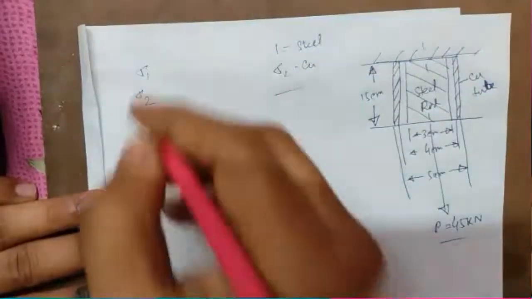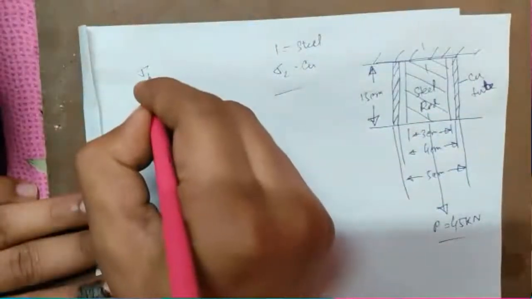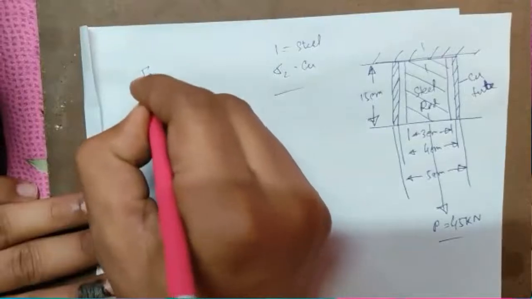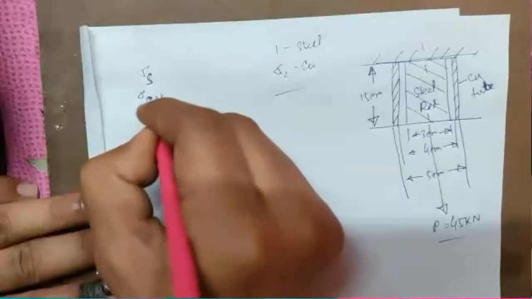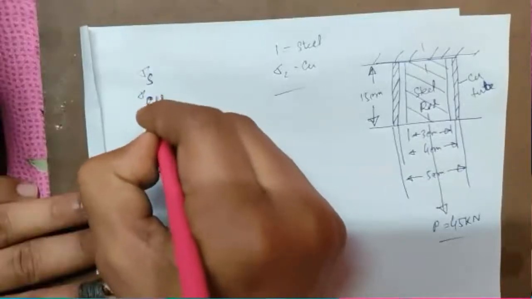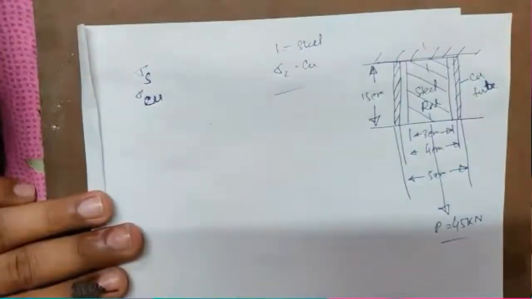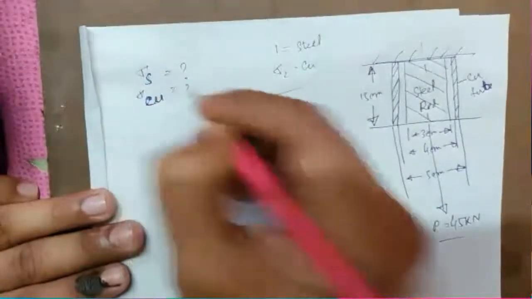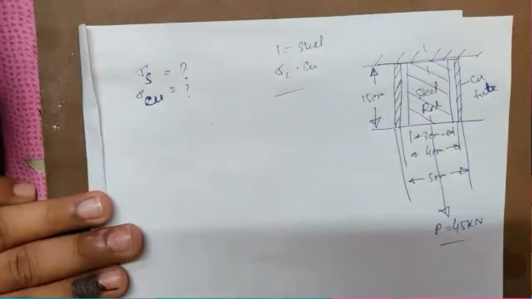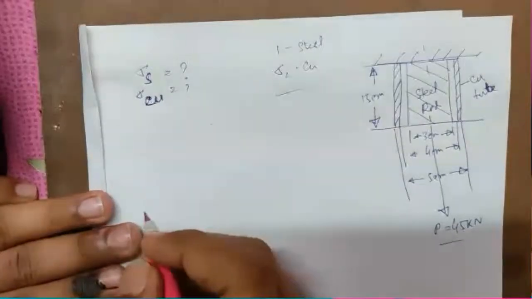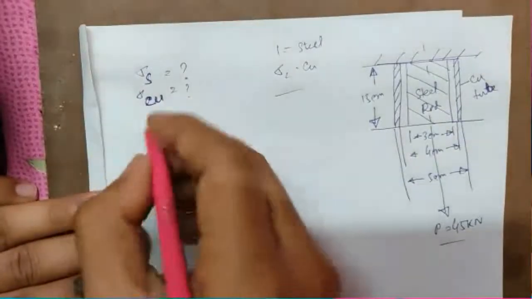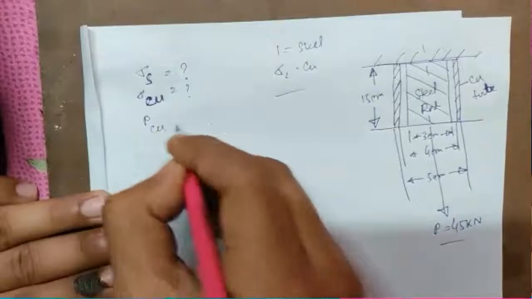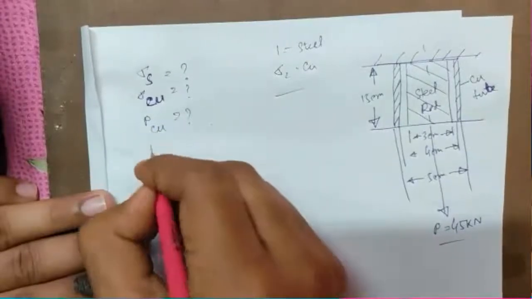Sigma S, sigma Cu means stresses in the steel rod and copper are to be found out, and you also have to find out the load carried by each bar. That means P Cu and P steel. Is the problem definition clear? Give me a response, Avronil. Yes, sir. Okay.